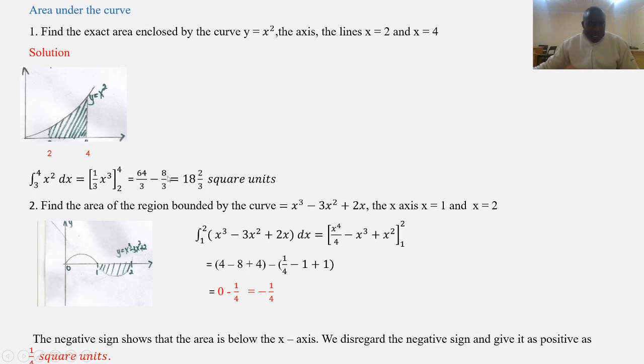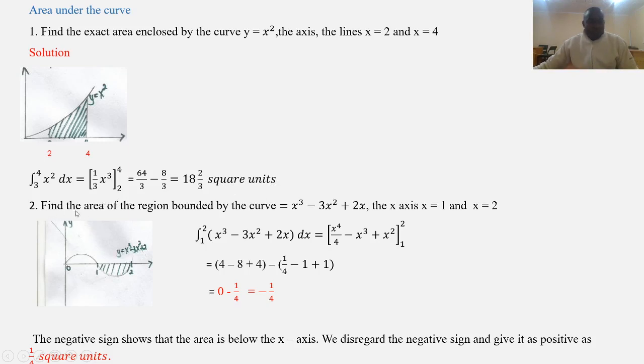Remember we are dealing with area, so if you minus 64 over 3 minus 8 over 3, you get 18 and 2/3. Because we are dealing with area, it is in square units. Because you are not told whether it's centimeters, meters, or whatever, you don't know the units. So you write 18 and 2/3 square units as the area.